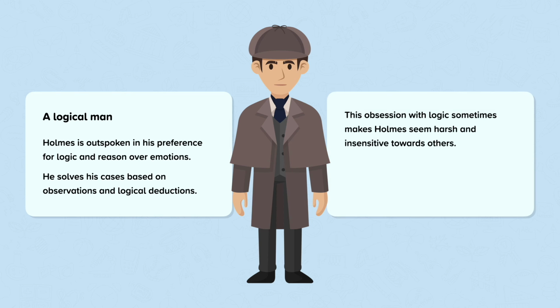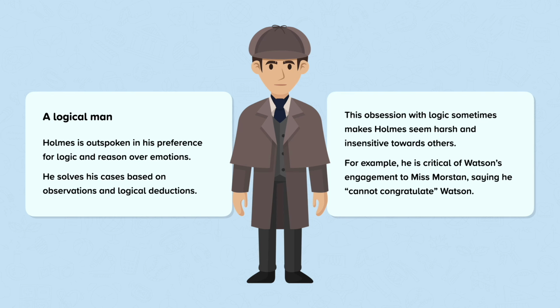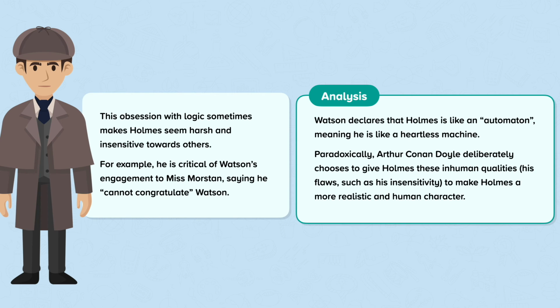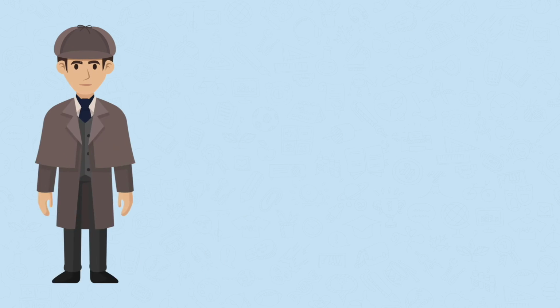This obsession with logic sometimes makes Holmes seem harsh and insensitive towards others. For example, he is critical of Watson's engagement to Miss Morstan, saying he cannot congratulate Watson. Watson declares that Holmes is like an automaton, meaning he is like a heartless machine. Paradoxically, Arthur Conan Doyle deliberately chooses to give Holmes these inhuman qualities, or his flaws, such as his insensitivity, in order to make Holmes a more realistic and human character.